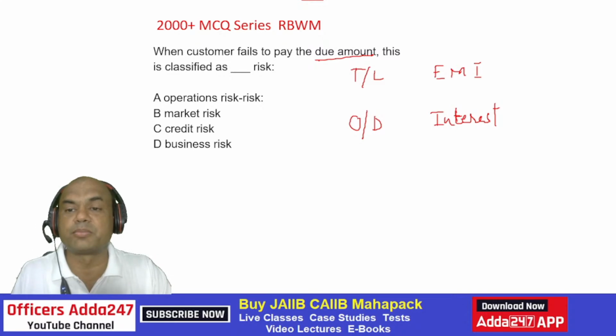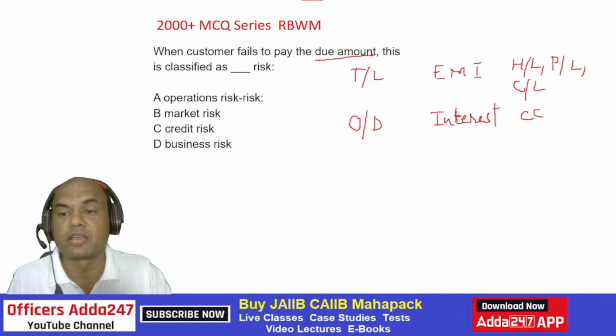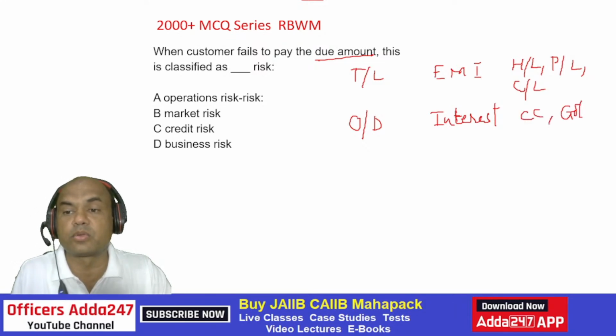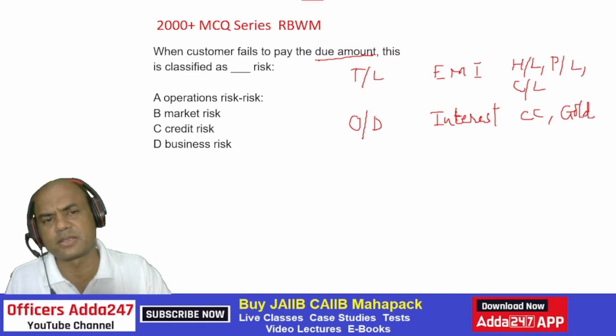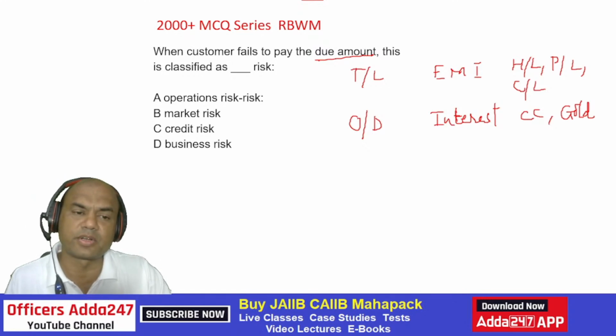Term loan means, I'll give a simple example: home loan, personal loan, PL, car loan, all these are term loans where you give EMIs. What is the OD? Simple, CC, cash credit. Gold loan is also an OD. So these are the two simple examples. So when the customer fails to pay the due amount, is this operations, market, credit, or business risk? What do you think is the answer? It is credit risk. Remember, credit.